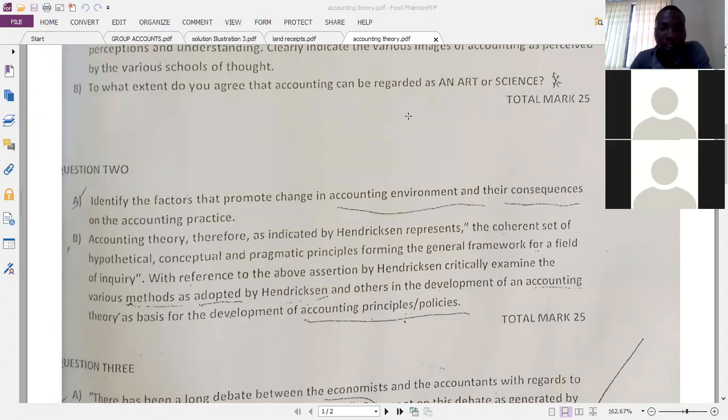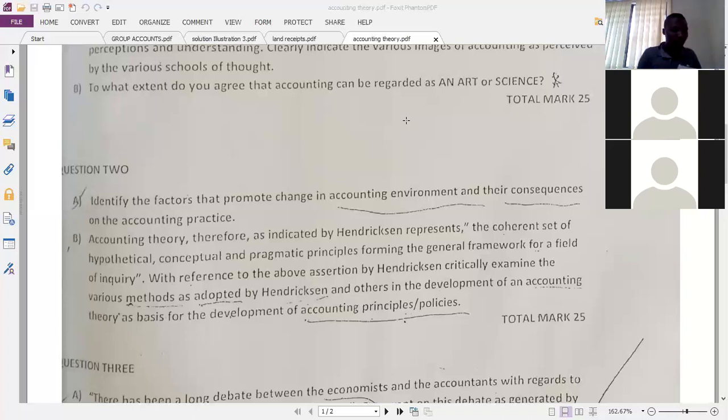That is what the question is asking you. You are to critically examine the various methods adopted by Hendrickson and others in the development of an accounting theory as a basis for the development of accounting principles and policies. Now, we have three methods. The descriptive theory, the normative theory, and then what you call the agency theory.